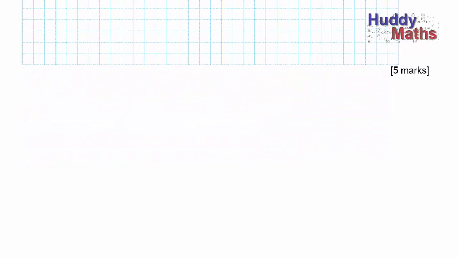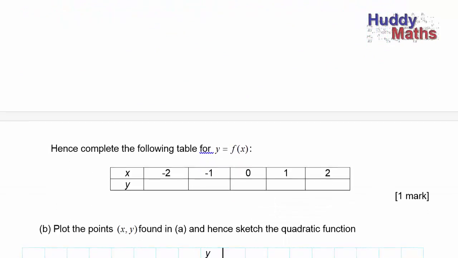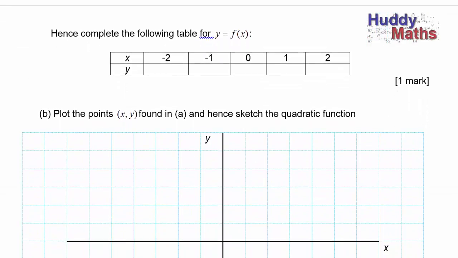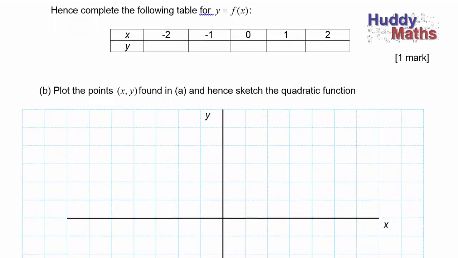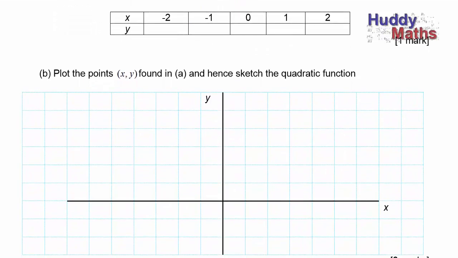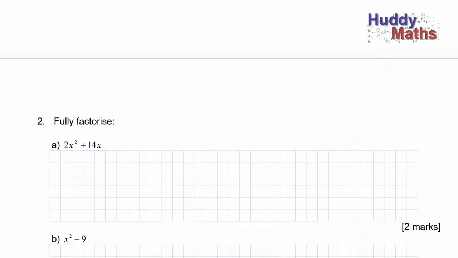So coming down to question 2. No, sorry, it's the rest of that one. So I want you to put the answers that you had up above on that table. So copy the table down, and then plot the points there, 1 mark for the table and 3 marks for plotting them. So do it accurately. Right, pause it and have a go, and go to the next question.